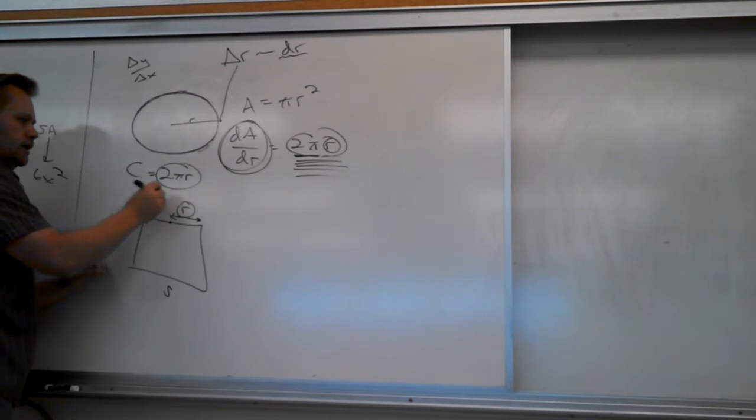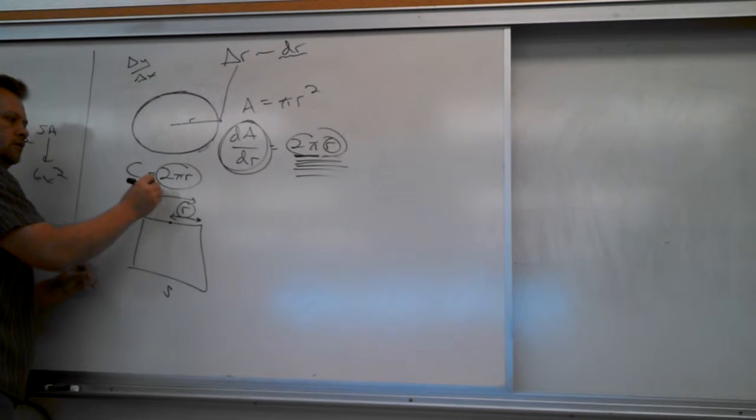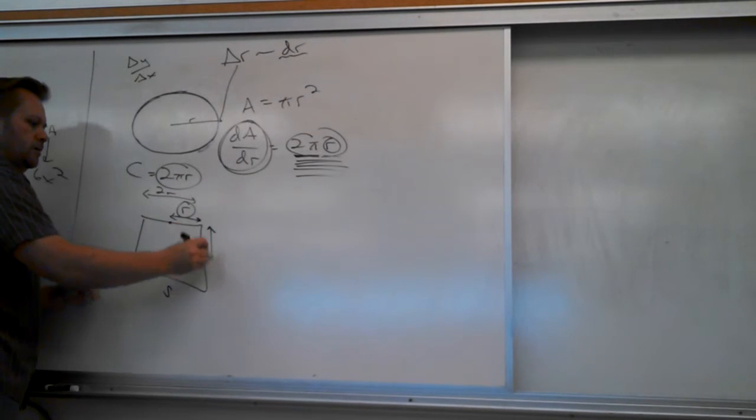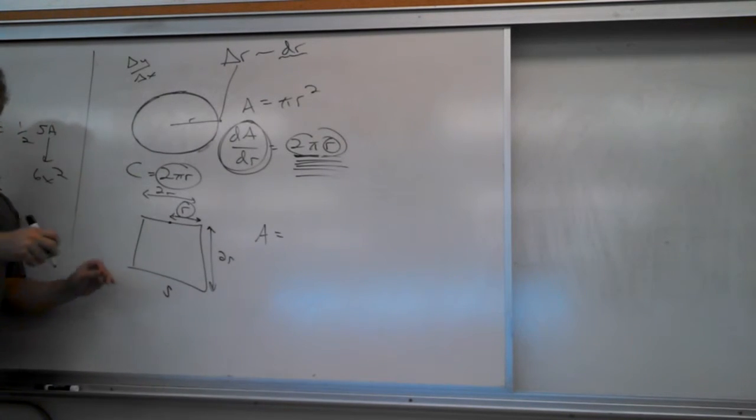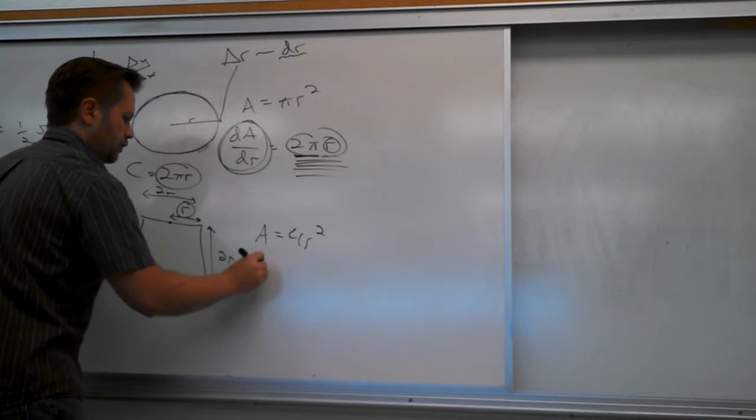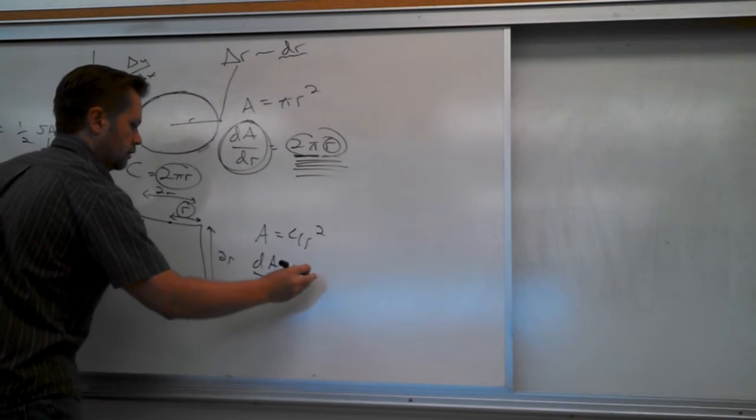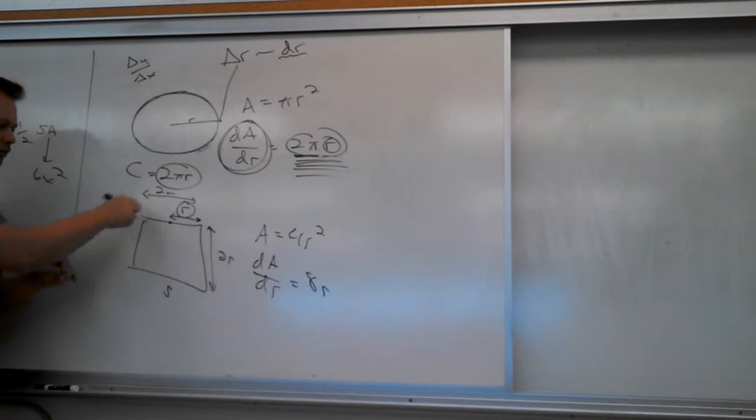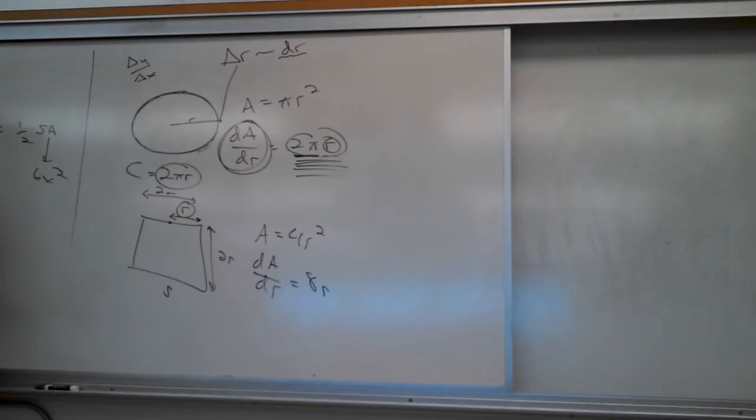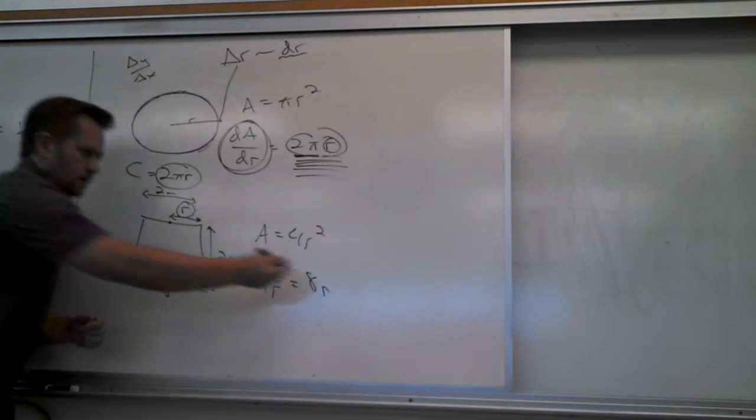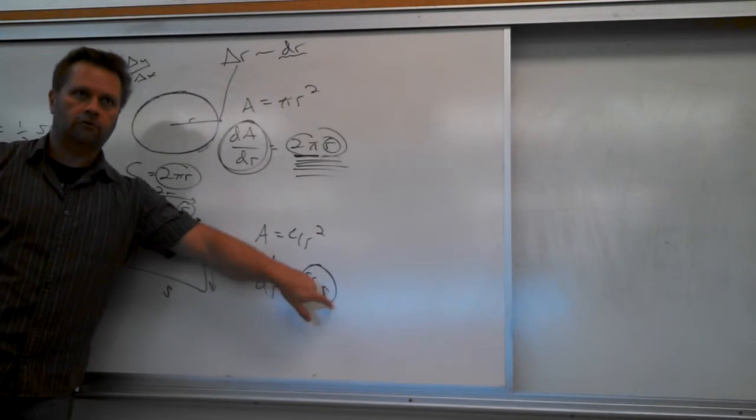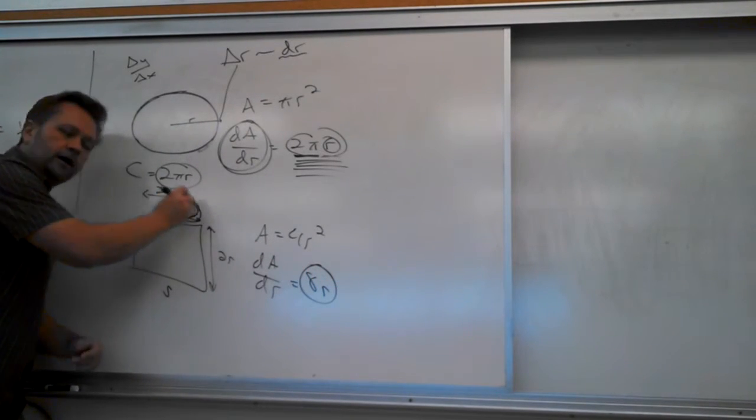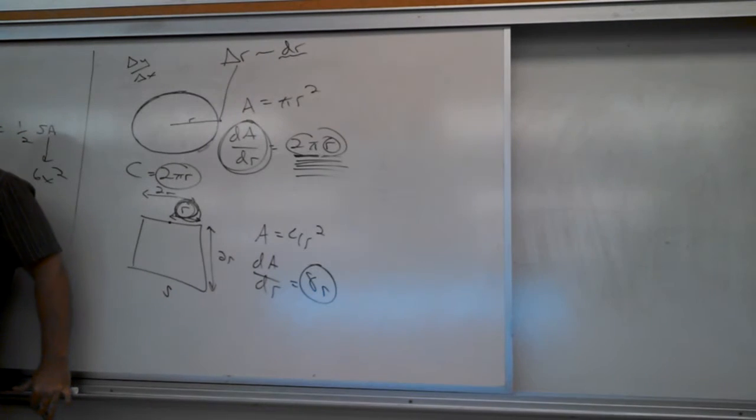So how long is this side really? That's 2r. So this is 2r by 2r. So what's the area of that square? 4r squared. And what's the derivative of that with respect to r? 8r. And what is the perimeter of that square? In terms of r, 8r. So the derivative of the area did come out to be the perimeter as long as you use the correct measurement.